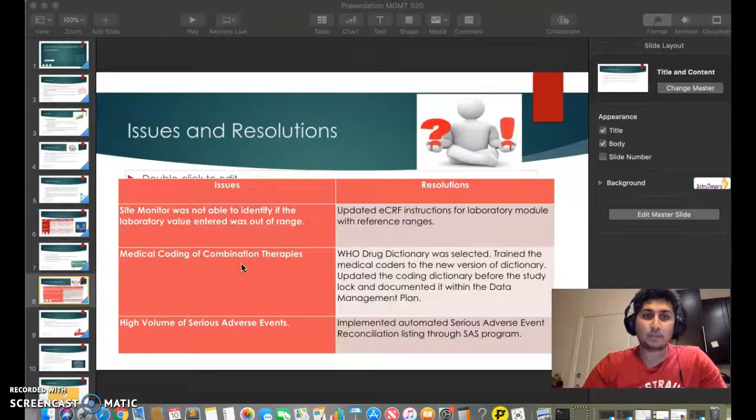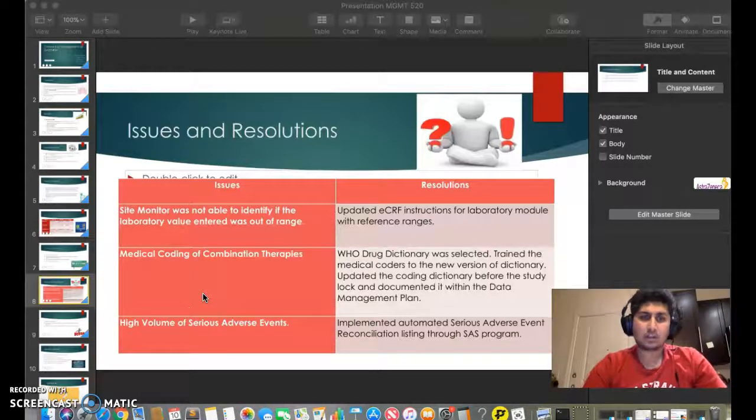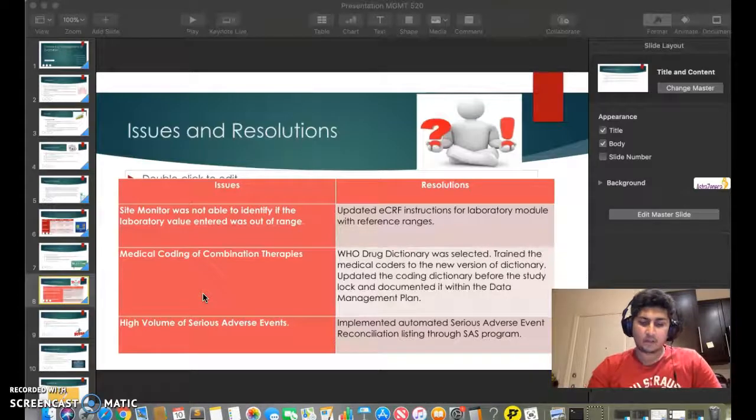The third and the most important issue which we faced was the high volume of serious adverse effects of our drug. This is very critical as we wanted to find out all the key effects which are causing harmful behaviors in the test subjects. In order to resolve the high volume of serious adverse effects, we created an adverse effect reconciliation list, which was created through a SAS program. The SAS program uses all the clinical data gathered during our clinical trial and helps analyze them and list out all the side effects of the drug.